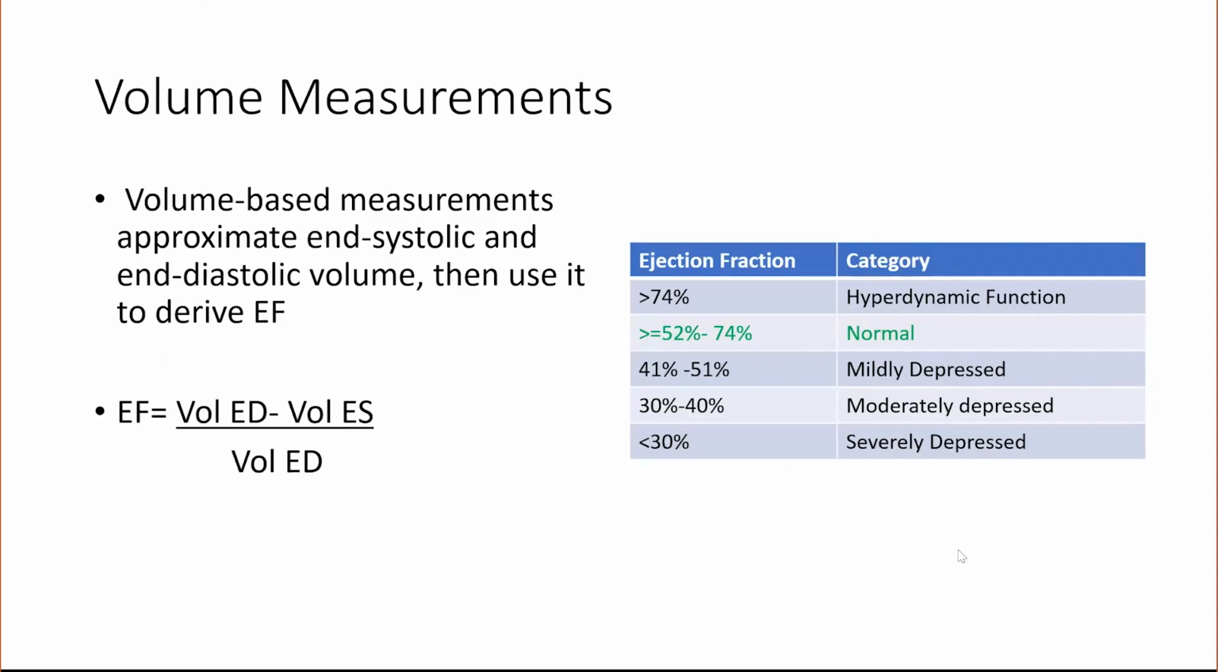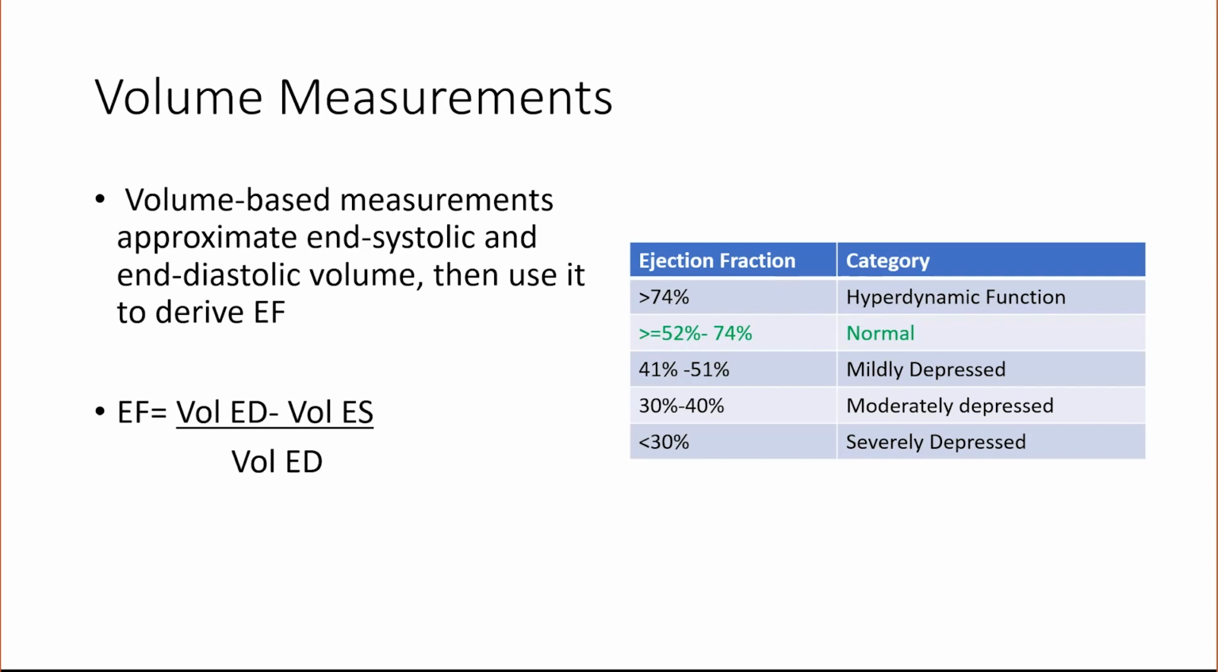Coming to the volume assessment, you want to measure the end diastolic volume and then the end systolic volume, and then you subtract the end systolic volume from the end diastolic volume, divided by end diastolic volume, and that will give you an ejection fraction. And these are the commonly recognized cutoffs. 52% to 74% is normal.